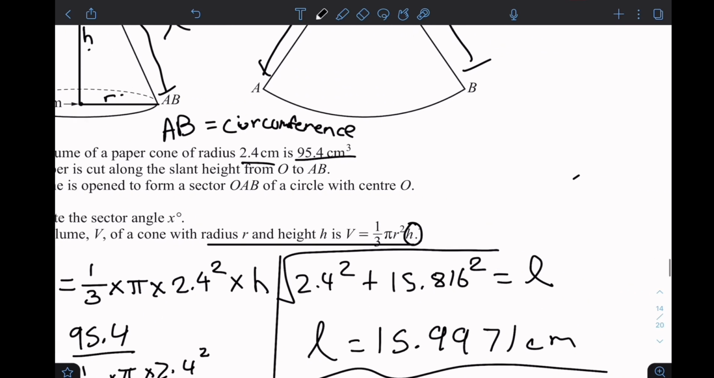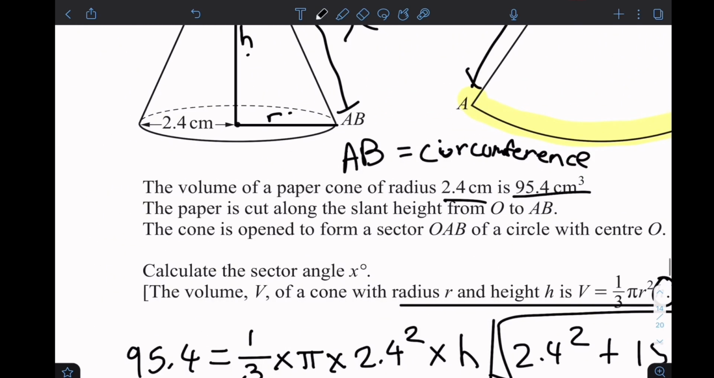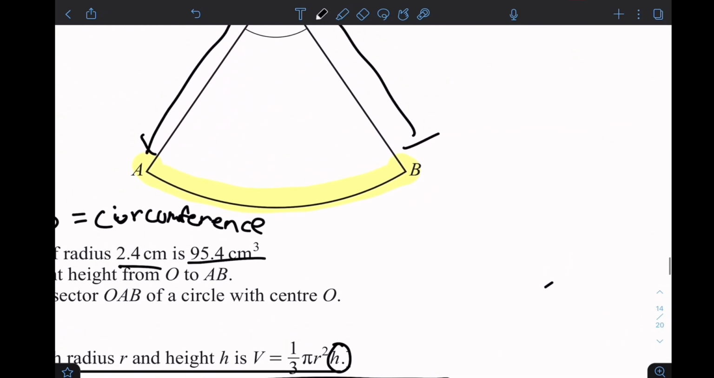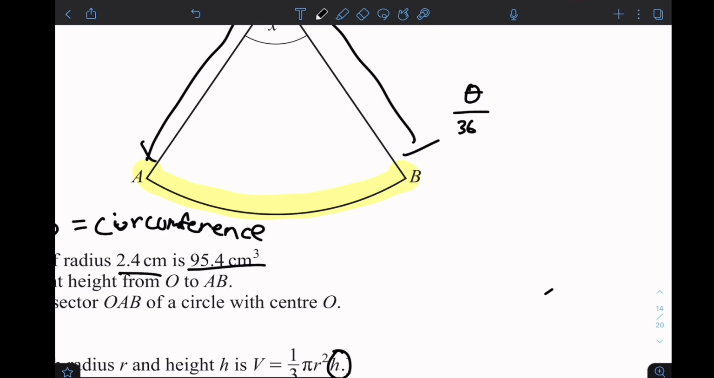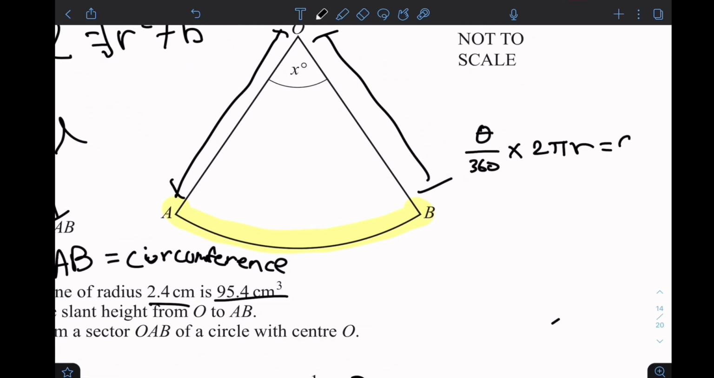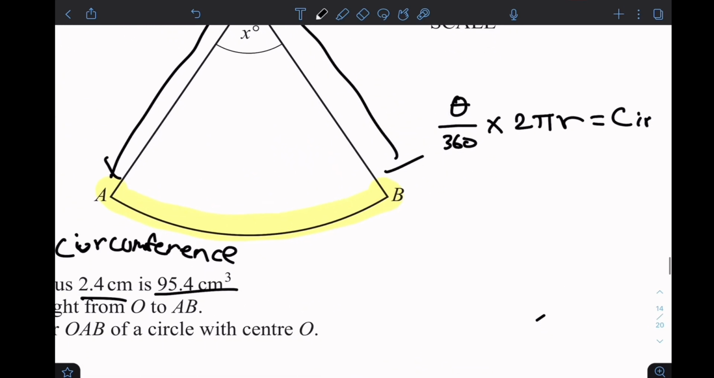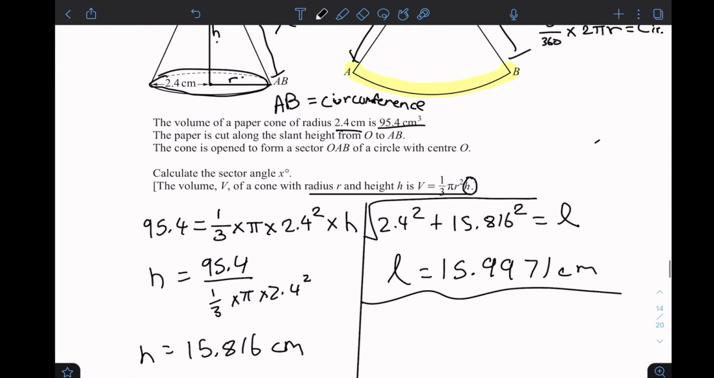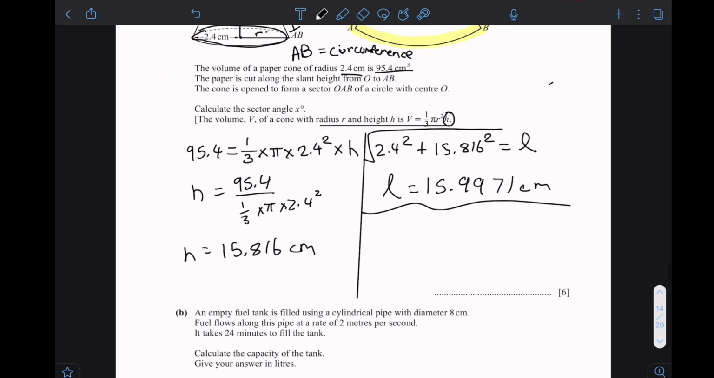And AB in this case is the arc length. So first you have to find the circumference of the circle and then apply that as theta upon 360 multiplied by 2 pi r, and you'll get the arc length, which is the circumference in the previous example, right? So if you calculate the circumference, which is 2 into pi into 2.4, that is equal to 4.8 pi. Let's keep it in terms of pi.